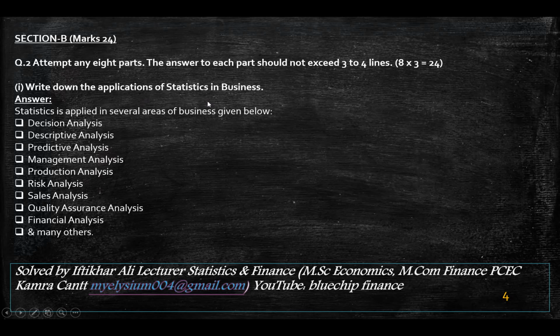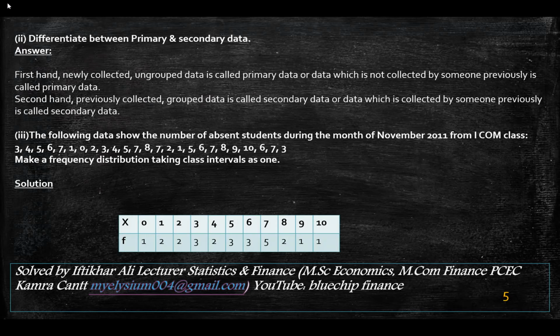Question number 1, write down the applications of statistics in business. Statistics is applied in several areas of business given below: decision analysis, descriptive analysis, predictive analysis, management analysis, production analysis, risk analysis, sales analysis, quality assurance, financial analysis, and there are a lot of other fields in which statistics is applied.